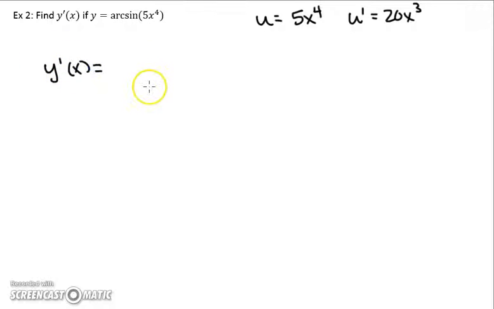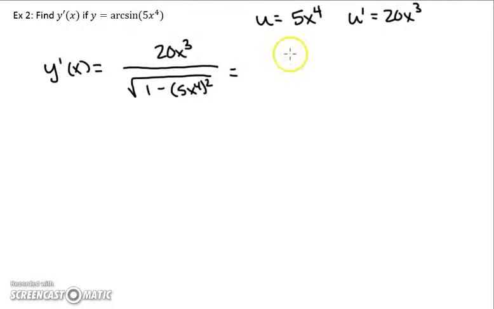Alright, so to practice this, let's find y prime of x if y equals arc sine of 5x to the 4th power. So just like thinking about trig, we want to think about that inside u being 5x to the 4th. So our u prime is going to be 20x to the 3rd. And now we have our u prime, so it's just knowing our rules. So y prime of x is going to be equal to u prime, so 20x to the 3rd, over the square root of 1 minus u squared, so 5x to the 4th squared.